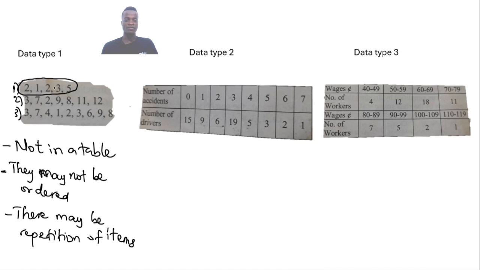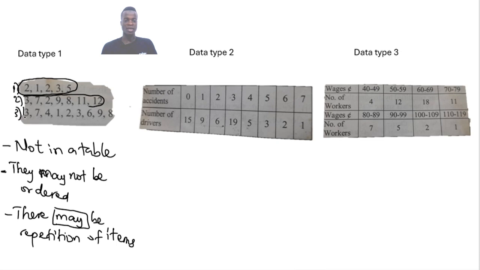If you look at the first one, it is not in a table, and it's not ordered: 2, 1, 2, 3, 5. And 2 and 2 are repeated, so we are seeing repetition of the same item. If you go to number 2, the items are not in a table, and they are not ordered. Here I don't see any repetition. That's why we say there may be repetition, or there may not be. That's why I say may.